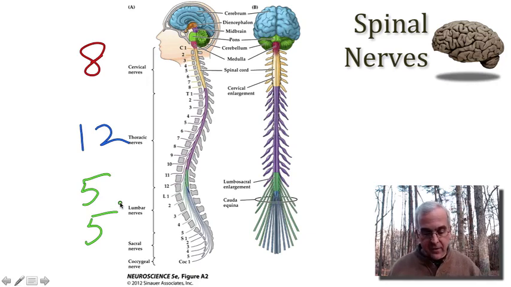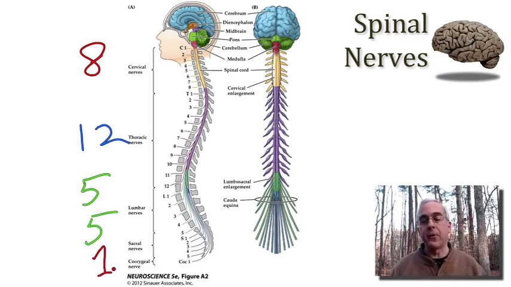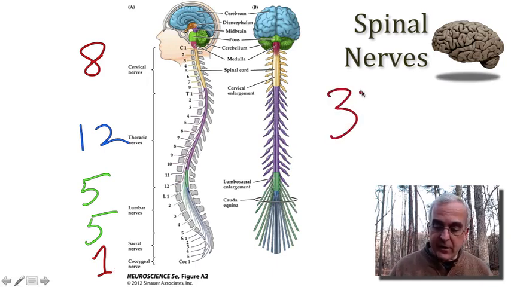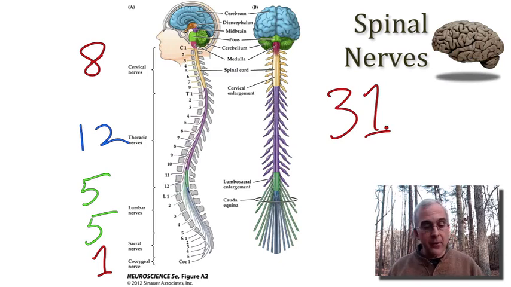And then finally, there's a single coccygeal nerve that attaches at the very bottom of the spinal cord. So when you add all those numbers together, we get the number 31. So there are 31 pairs of spinal nerves: 8 cervical, 12 thoracic, 5 lumbar, 5 sacral, and 1 coccygeal. Now, that's one way of characterizing the long axis of the spinal cord.